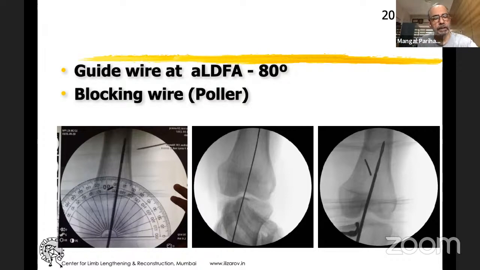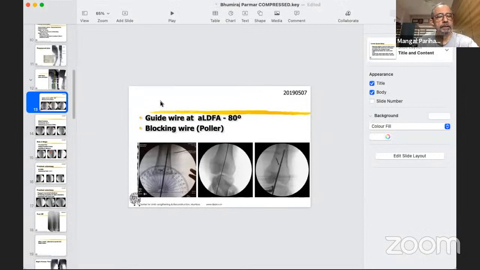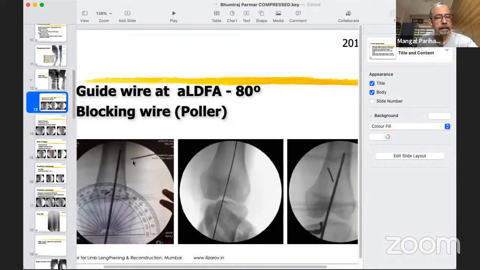You'll see another wire over there. Just with your arrow, can you point the wire, Vikram? Yeah, that one. So there, that is where we want to do the osteotomy, and that wire is at X amount of distance. Just show the planning.